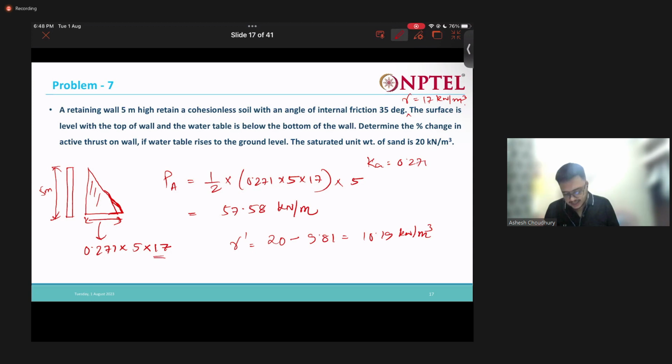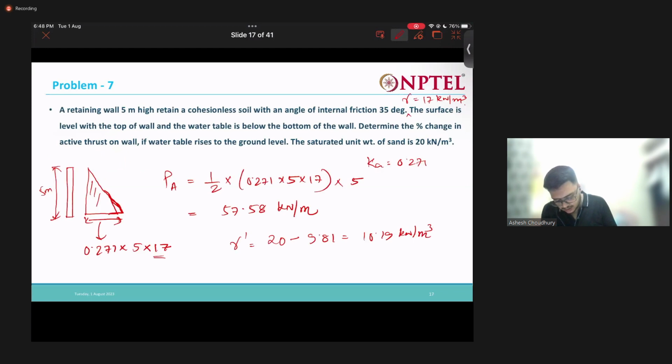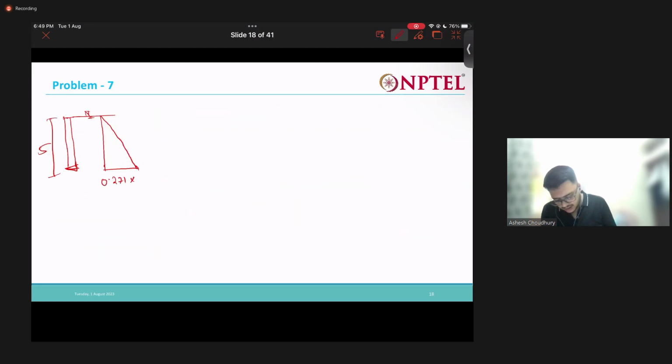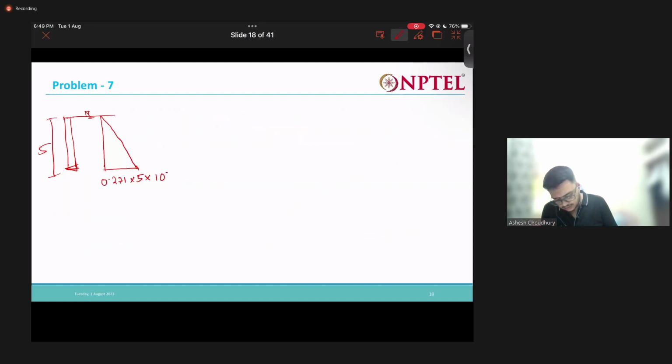Now the second case, we have that this backfill is completely submerged. Okay, water table is at the top, backfill is completely submerged. In that case, the variation will be like that. For the earth pressure, it is nothing but 0.271 into 5 into 10.19, which is the submerged unit weight.